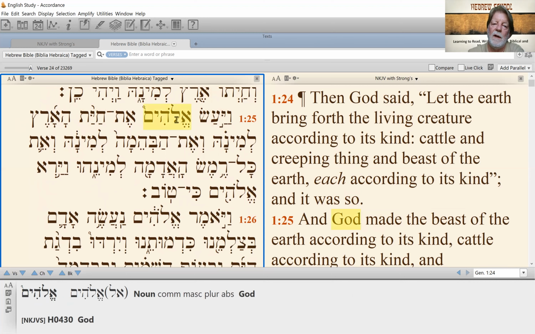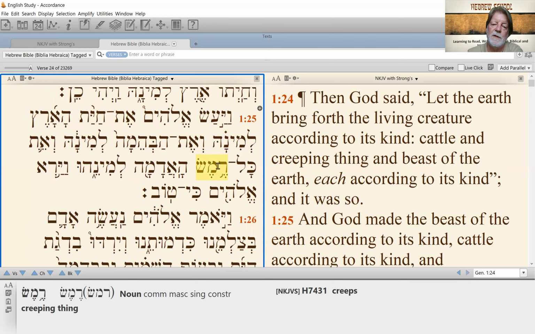Vaya'as Elohim, and God made et chayat haaretz, the living things of the earth, lamina, according to their kind, ve'et habahema, the bigger living things of the earth, lamina, according to its kind, ve'et kol remes, and all of the lizards and reptiles, the remes, the creeping things, ha'adamah. Adamah is the Hebrew word for the ground. Here he doesn't use haaretz, he doesn't use the earth or the dry land, but he talks about the Adamah.